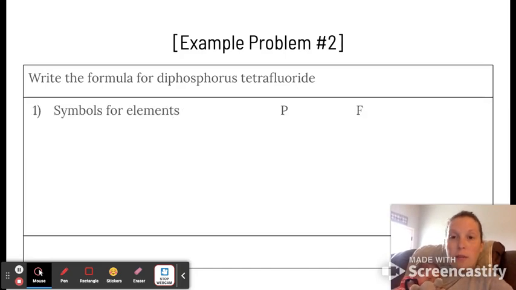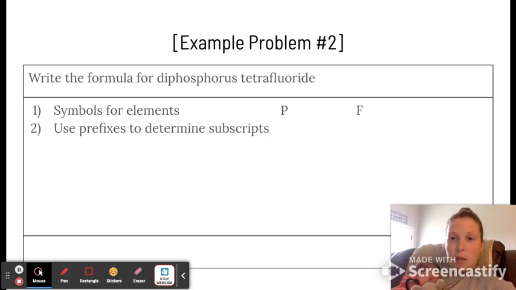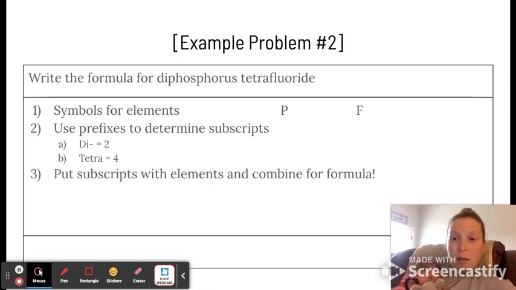First, we're going to write the symbols for our elements, which for phosphorus is P, fluoride is F. Use the prefixes to determine your subscripts. Di is 2, so phosphorus will get a subscript of 2. Tetra is 4, so fluorine will get a 4. Also, keep in mind, most of these prefixes make total sense, like di, tri, hexa, hepta. Those are all ones you've heard before. Four is the only one that's different, tetra, so just make sure you remember that. Then you put the subscripts with the elements and combine for the formula. So the answer here would be P2F4.